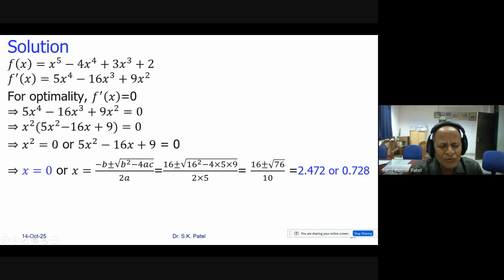When x square is equal to 0, if you solve it, you will get x is equal to 0. And when we solve 5x square minus 16x plus 9 is equal to 0, this is a quadratic equation. And in high school, we already know it.